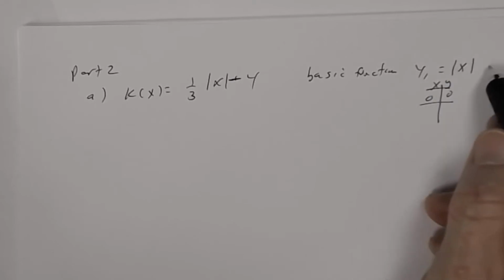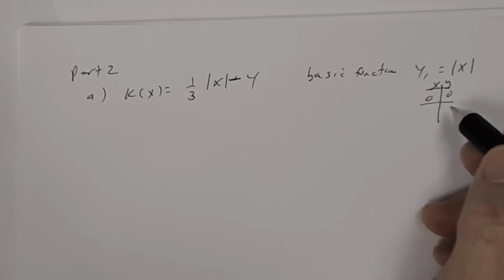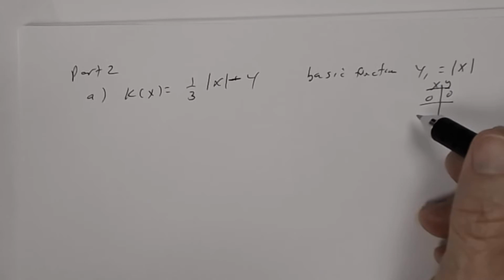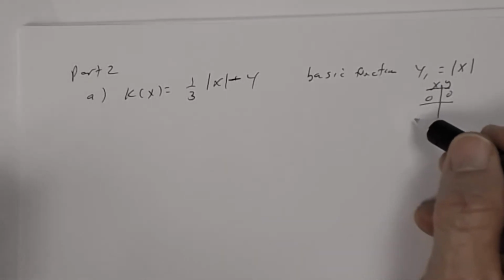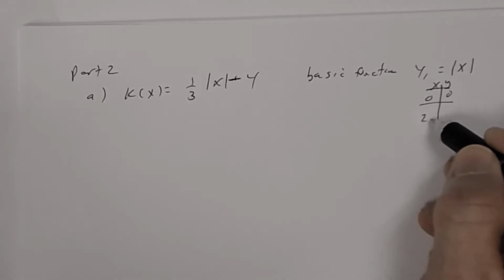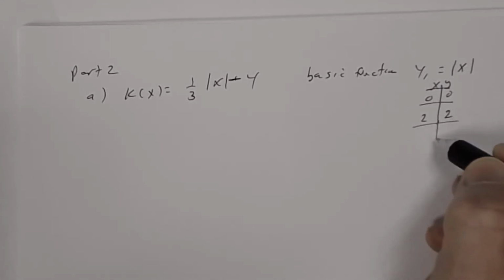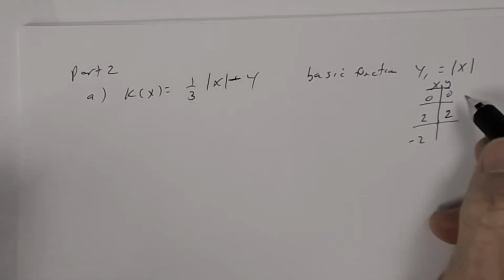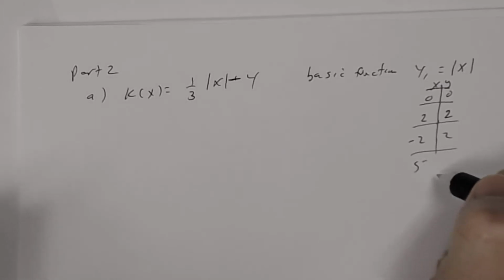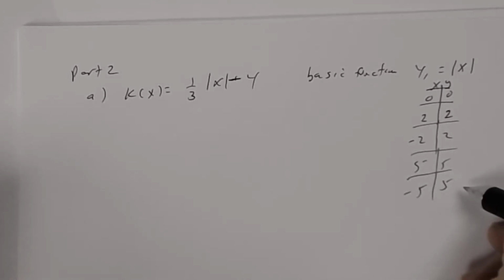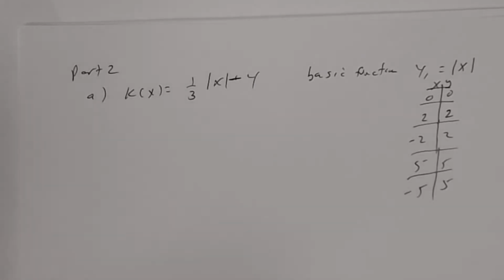And remember, the domain here is all real numbers, so it really didn't matter which real number we used for x. But what we did was use integers. If x is 2, the absolute value of 2 is 2. If x is negative 2, the absolute value of negative 2 is 2. If x is 5, the absolute value of 5 is 5. If x is negative 5, the absolute value of negative 5 is positive 5 as well. And so we plotted those points.